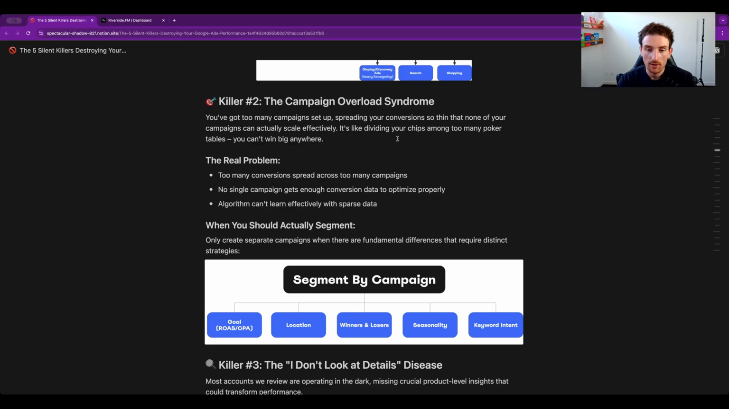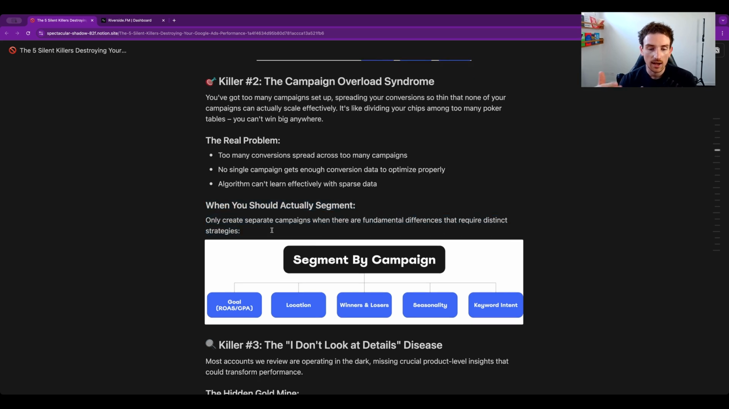So you need to consolidate the products or the campaigns that you have in general in order to consolidate those conversions into a singular campaign, which will make that campaign far more scalable. If you're having a very segmented setup where you've got too many campaigns, no single campaign is getting enough conversion data to actually optimize and scale from. And the algorithm cannot really learn effectively with all this scattered data.